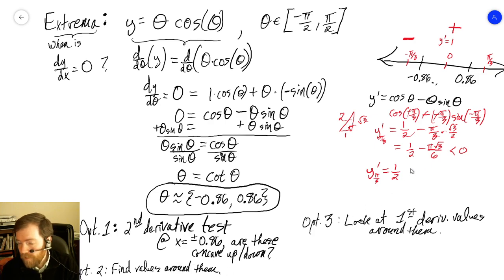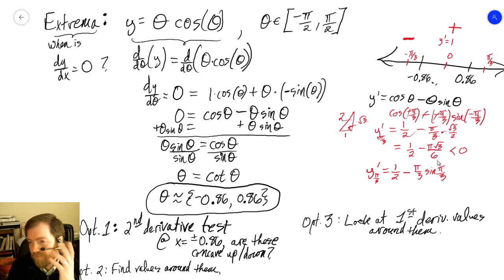Okay. So then we've got a minus positive pi over 3, but this is times the sine of pi over 3. So yeah, this is symmetric. So this is also going to be less than 0. Just going to make that negative. So since we're going down then up, that means that negative 0.86 is going to be a minimum. And 0.86, since we're going up and then down, this is going to be a maximum.